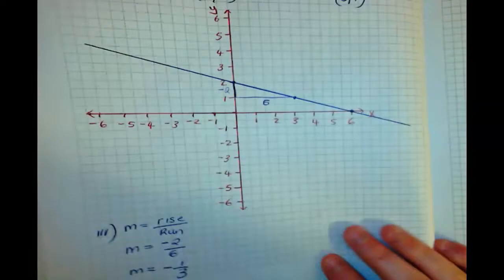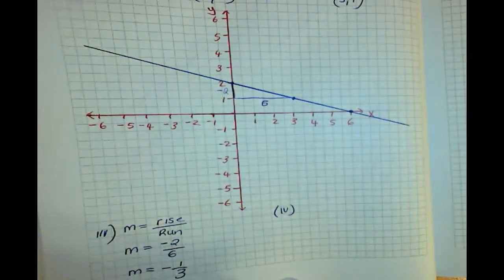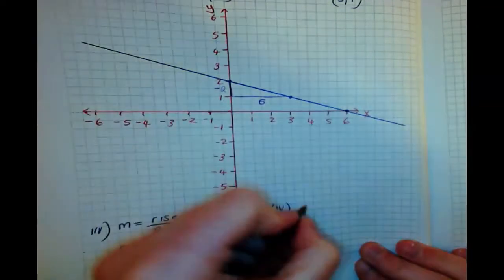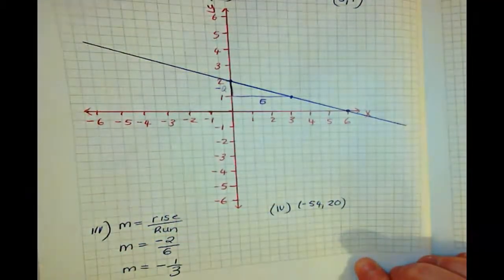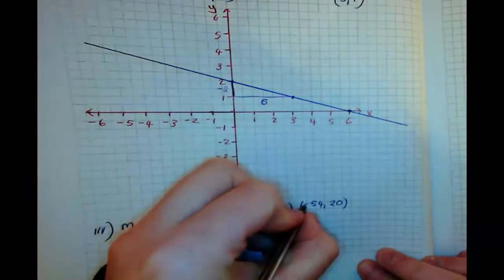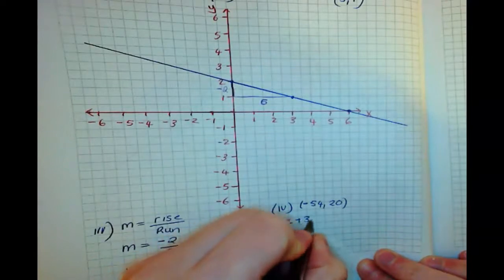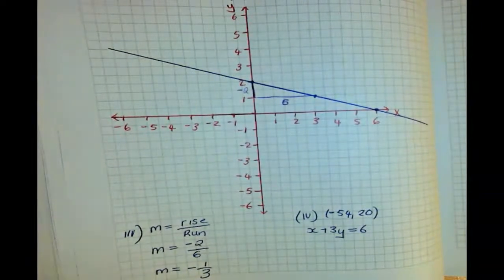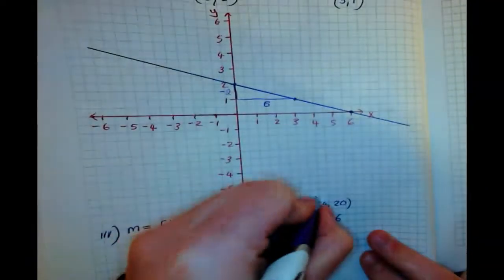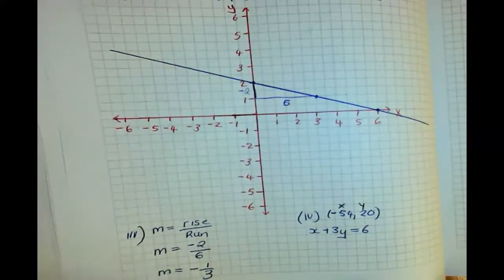Okay. And lastly then, part 4 asks us to investigate if (-54, 20) is on that line. So our line is x plus 3y is equal to 6. So we label our points x and y. For x I'm subbing in minus 54, for y I'm subbing in 20.